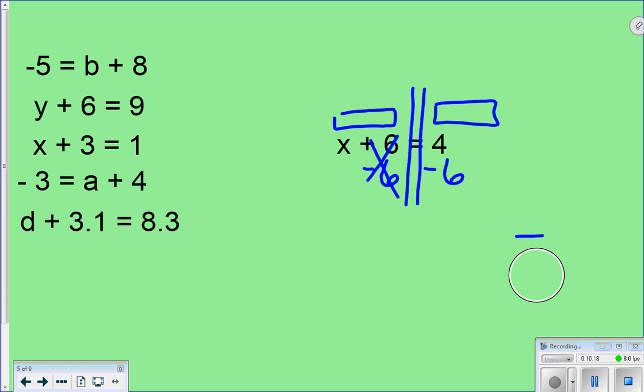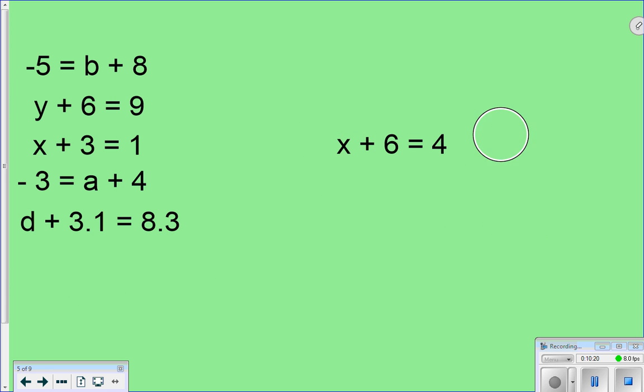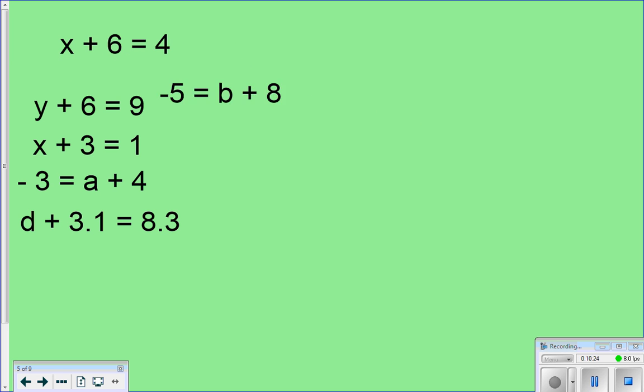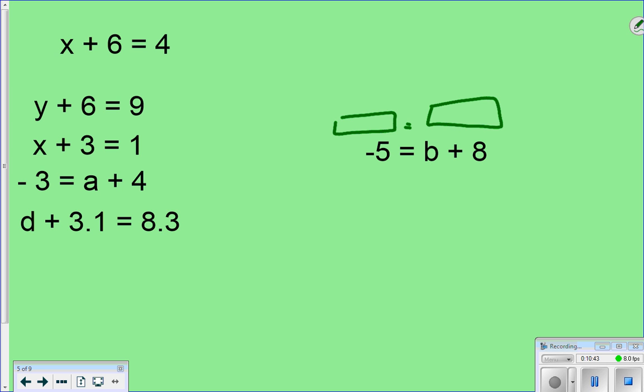Let's try another one. Let's do one like this. What's different about this one? Okay, it's a negative, it's backwards. It doesn't matter. Maybe it's in the middle. Okay. It doesn't matter. It's still an equation. So if you want, think about it this way. Okay, my job is to get what by itself? The letter, right? So B.